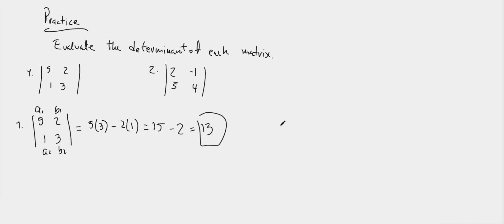Now let me do number 2 here on the side. For number 2, again, I'm just going to rewrite it. This is 2, negative 1, 5, and 4. And that will be 2 times 4, I like to put parentheses, minus 5 times negative 1. And let's see what we get.